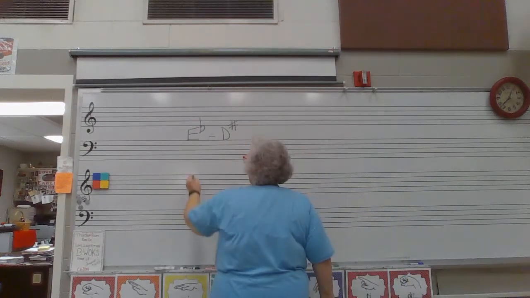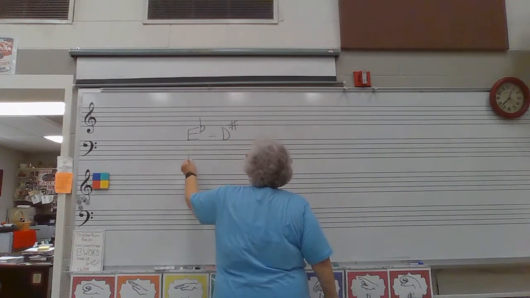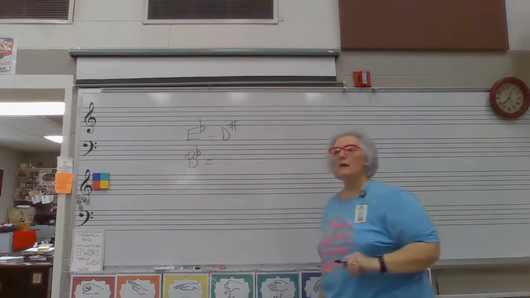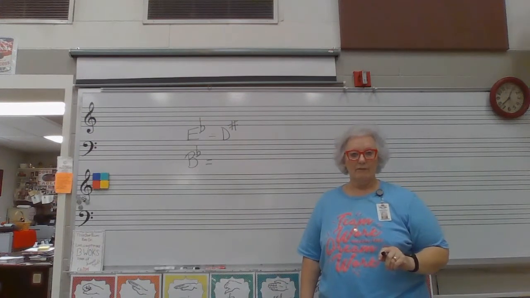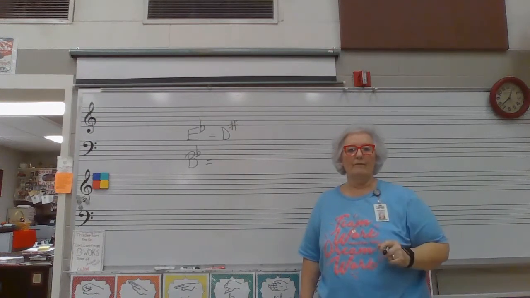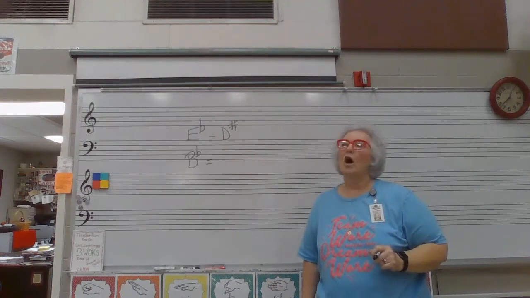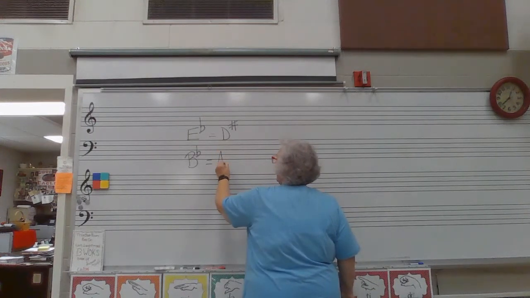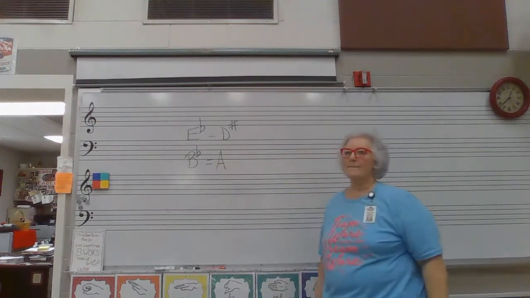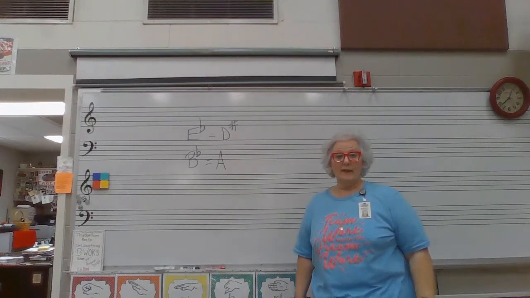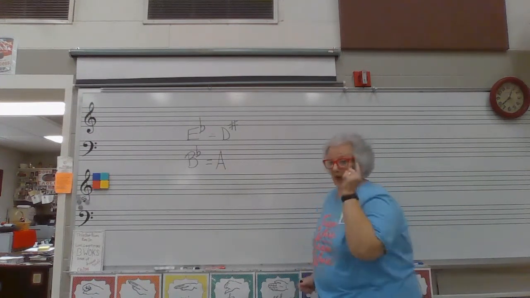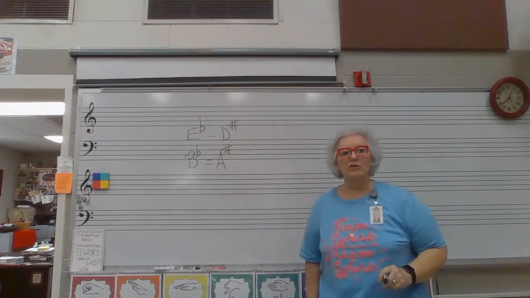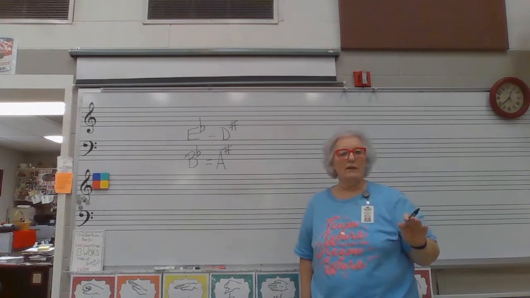All right, what if we had, let's say, a B flat? Find your B, lower it a half step. Then what do you got? A B flat, all right? Go to the A, raise him a half step, and what do you end up with? A sharp. Same pitch, just spelled differently.